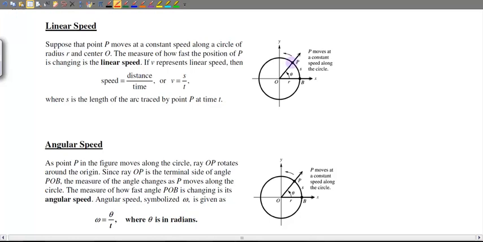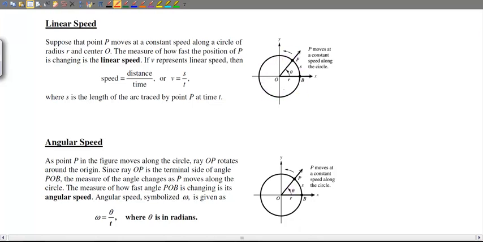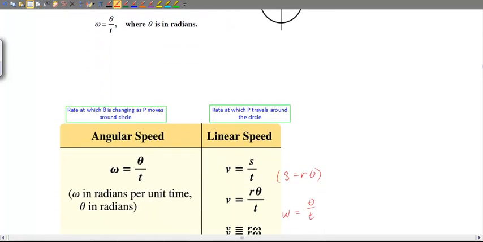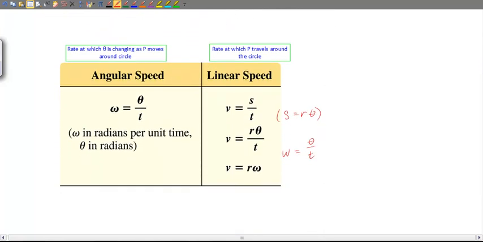The difference here is that P is traveling along the outside of the circle, and that's what the linear speed is. Here we're talking about the speed at which theta is changing. What is the rate at which theta is changing? So now that we have an idea of what these two terms mean, let's summarize their formal formulas. Angular speed is represented as omega equals theta over time, where theta is in radians. So the units would be radians per time.